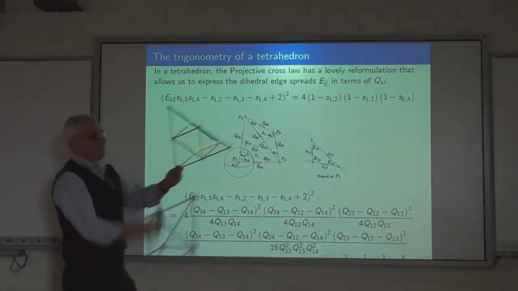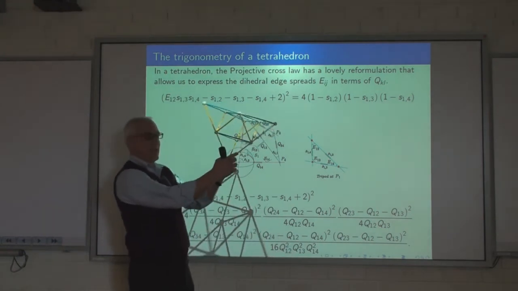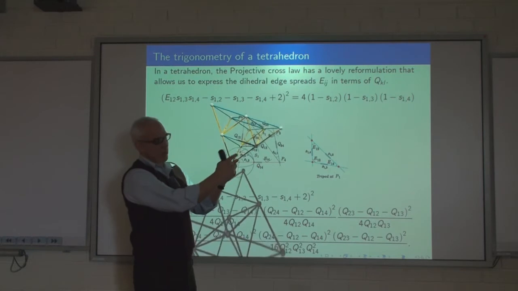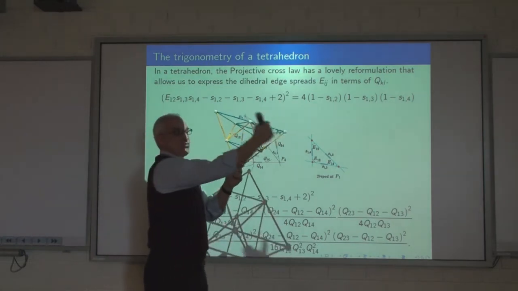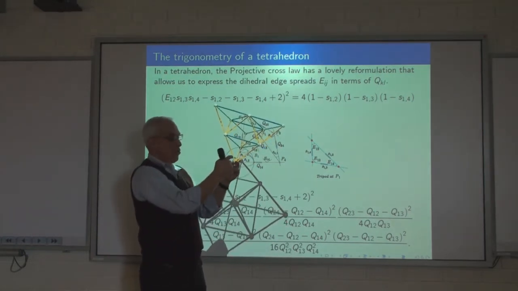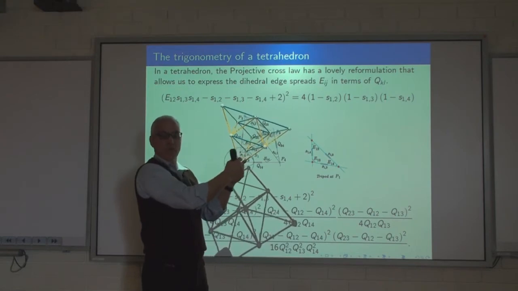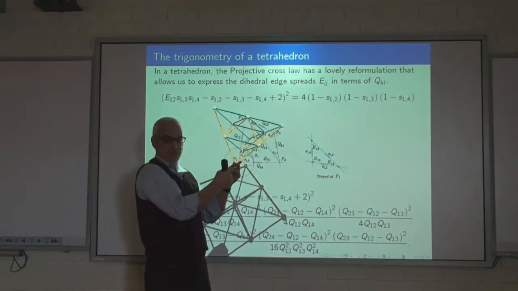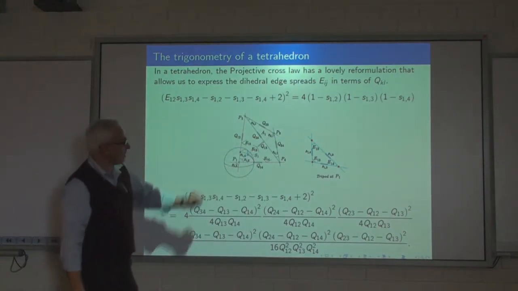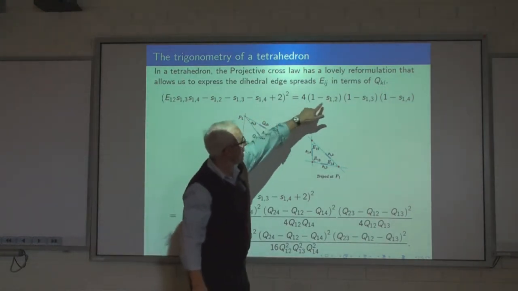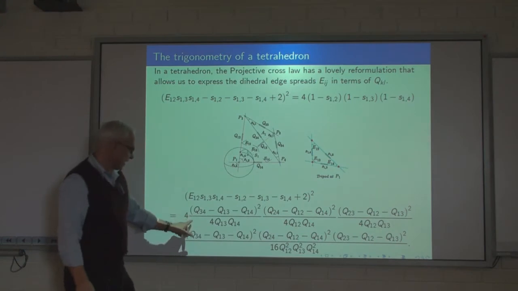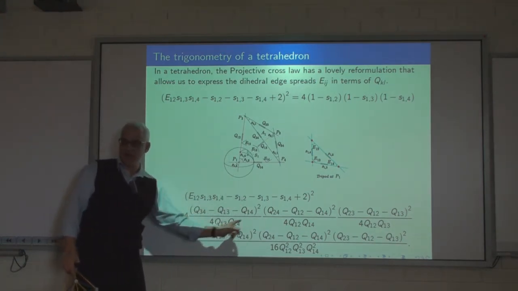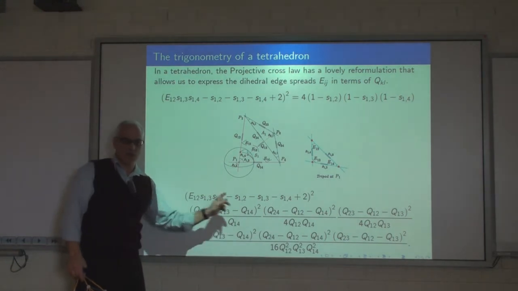So to come back here, so here's one of the spreads Sij, say S12. Okay, this spread here is part of this triangle. And so we can write it down from the planar cross law in terms of these three quadrances. Okay, that's what I'm doing here. So on the right-hand side, this 1 minus S12 is exactly this expression here, which maybe is familiar from the planar cross law.